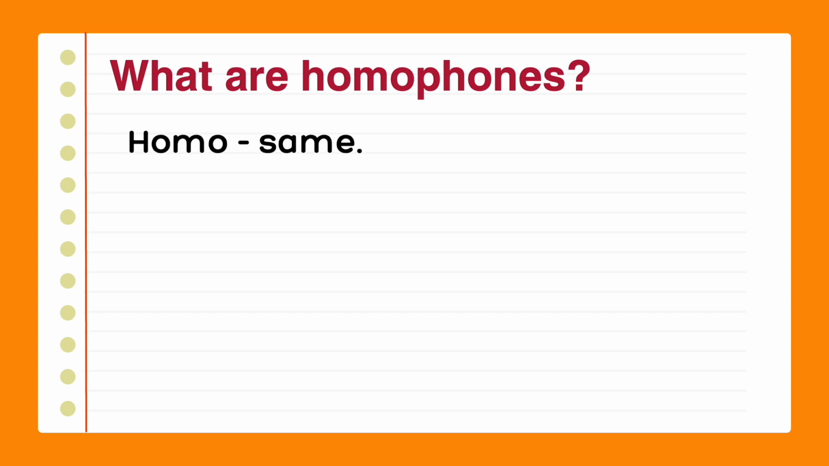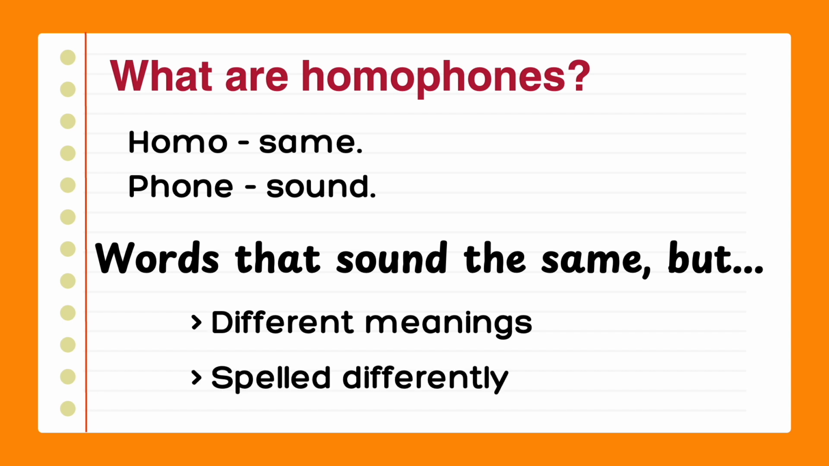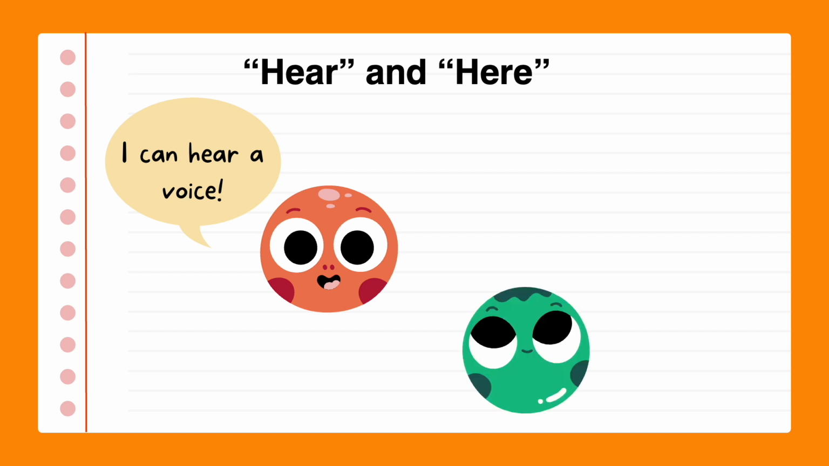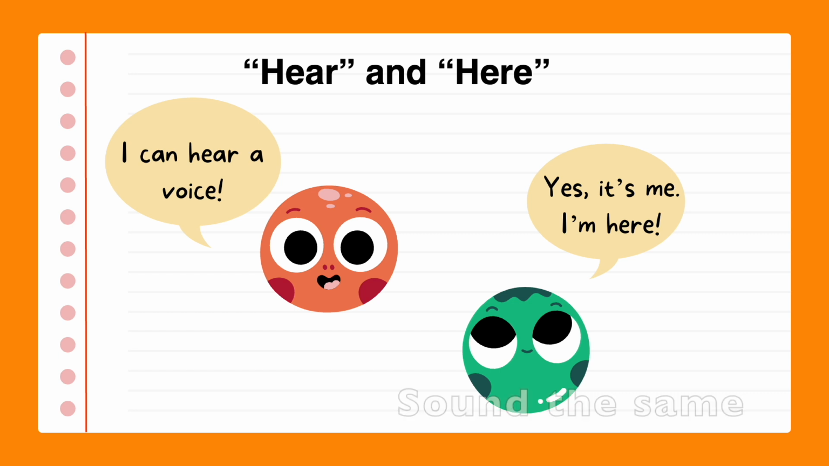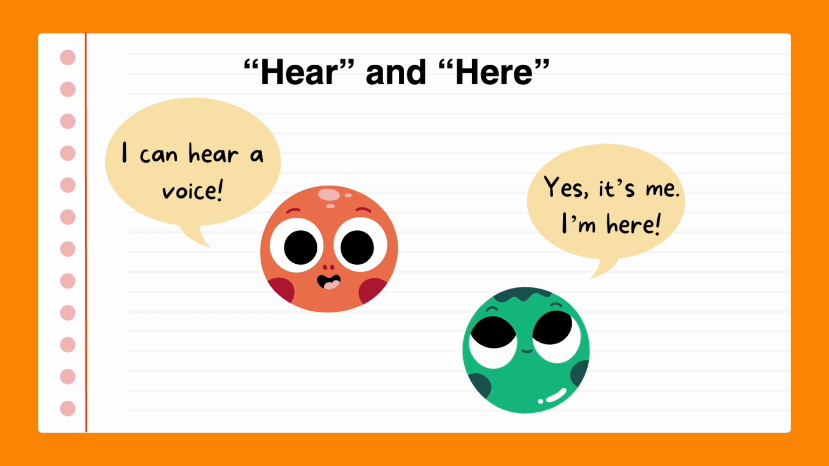Homo, same; phone, sound. So the name itself gives some very important clues about what they are. Homophones are words that sound just the same but have different meanings and can be spelled differently, and in fact, they usually are. For instance, here and here. I can hear a voice. Yes, it's me. I'm right here. Are these two words homophones? Let's see. They sound the same, but have completely different spellings and meanings. Therefore, yes, they are homophones.